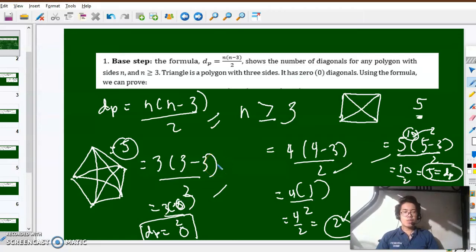The induction step simply means, does this still hold true? So does this formula still hold true after 5, 6, 7, 8, 9, and so on and so forth? So how do we prove that? We use the induction step using mathematical induction.